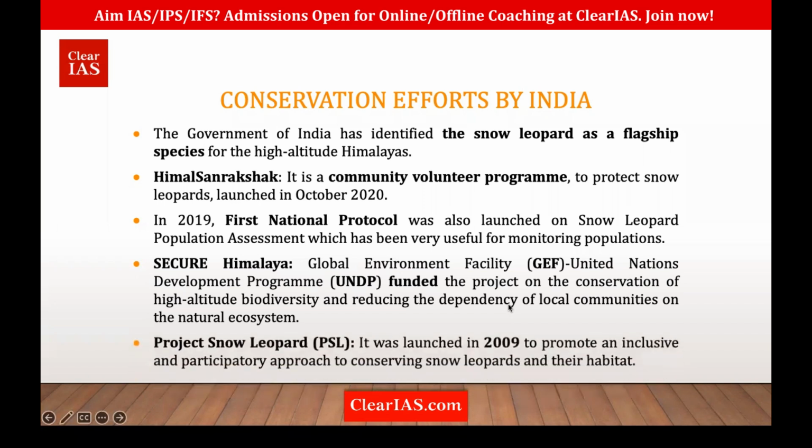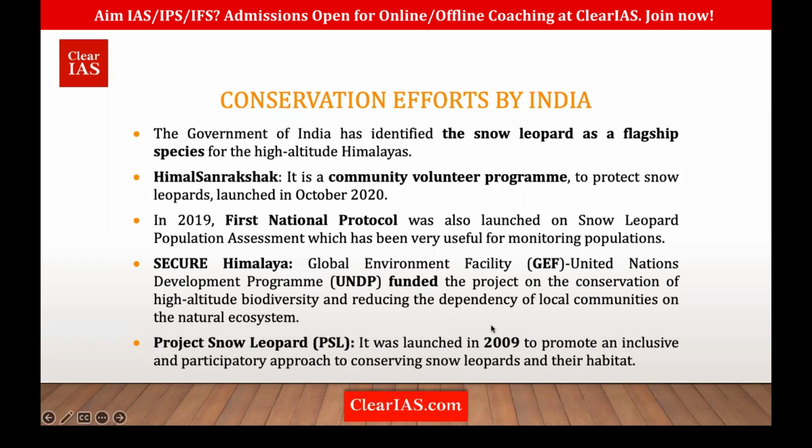Yes, also we have the flagship program, Project Snow Leopard. It was launched in 2009. It is similar to Project Tiger and Project Elephant, and we are trying to ensure a participatory approach for conserving the snow leopard and its habitat. So we have Himal Sanrakshak, the national protocol, then Secure Himalaya, which is a Global Environment Facility UNDP funded project, and also Project Snow Leopard.